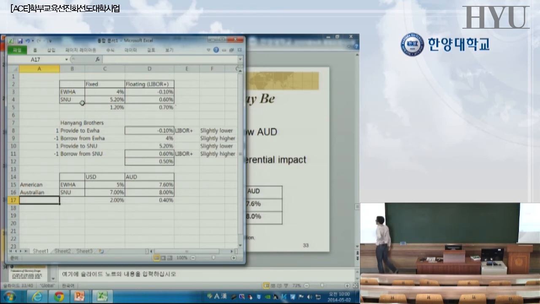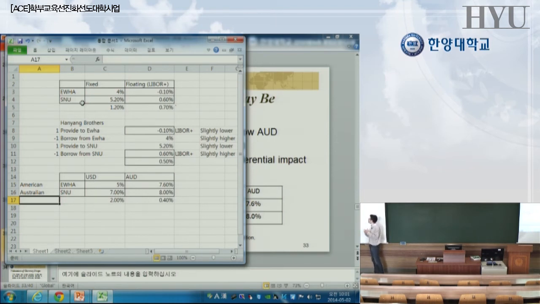Again, EYU is definitely a better firm than SNU, right? It pays a lower rate in both the US market and the Australian market, right? But the thing is that since EYU is an American company, EYU has a 2% advantage in the US market, but since SNU is an Australian firm, it has a 0.4% comparative advantage, because in the US market, the US market doesn't know Australian firms that much, so an Australian firm pays an even higher rate.